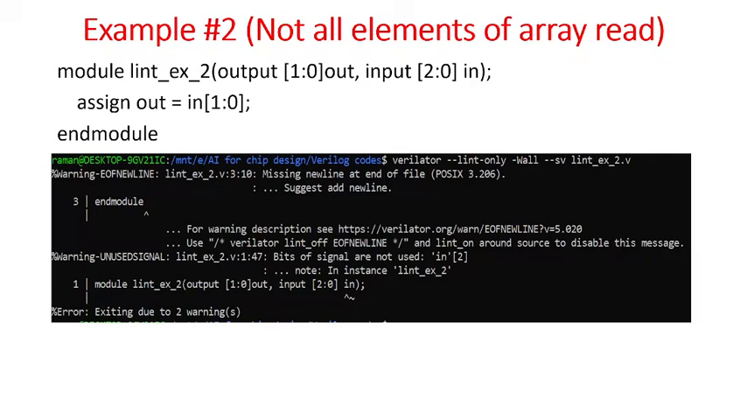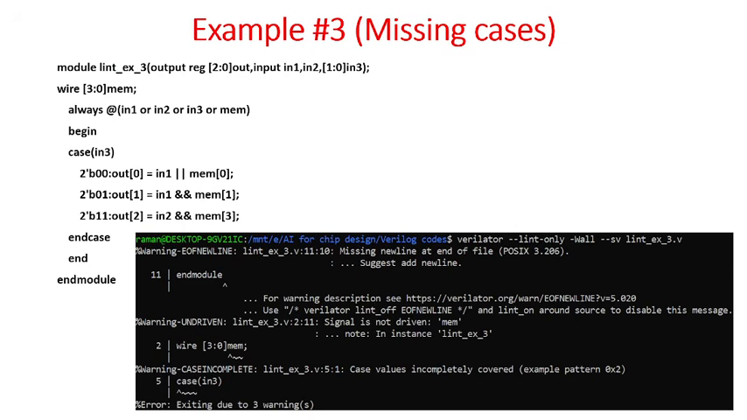All the examples that I am going to present now are based on WSL, Verilator and WSL. So example 3 is missing cases. Okay. So we have case 2'b00, 2'b01, 2'b11. So there is no 2'b10 case. And then default case also is missing. It shows two things. Signal is not driven. It is giving two errors. Signal is not driven. Mem is not driven.